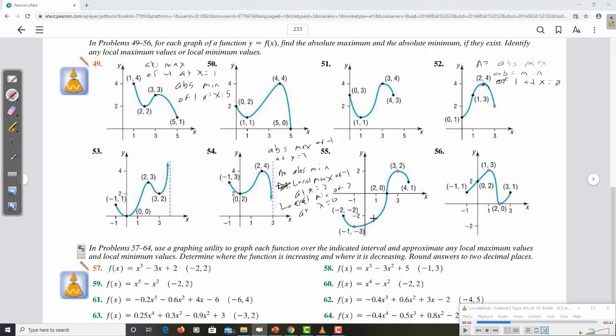And if you look at something like this, 55 here, is there an absolute maximum? Well, the only place it could be is right here, not included, no absolute maximum. Is there an absolute minimum? The only place it could be is right here, not included, no absolute minimum. How about local? Well, again, the only place you could have a local maximum is right here, not included. Only place you could have a local minimum is right here, not included. So no, no, no, and no.